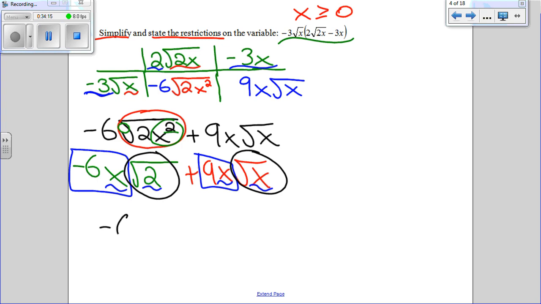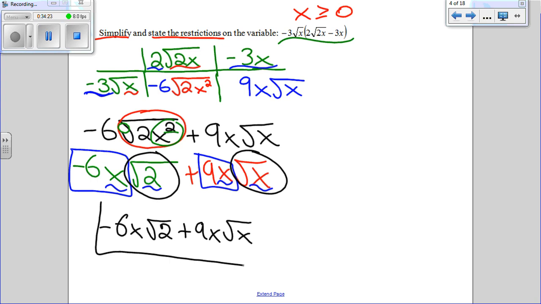This would have been your final answer. We have 6x root 2, and then plus 9x root x. The restriction on it was x is greater than or equal to 0.